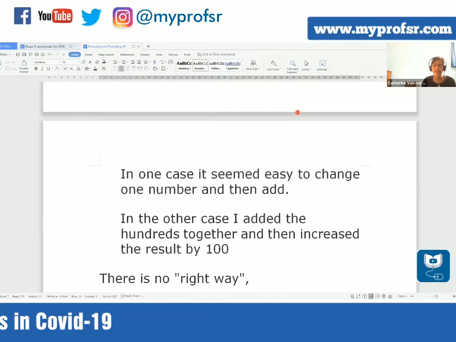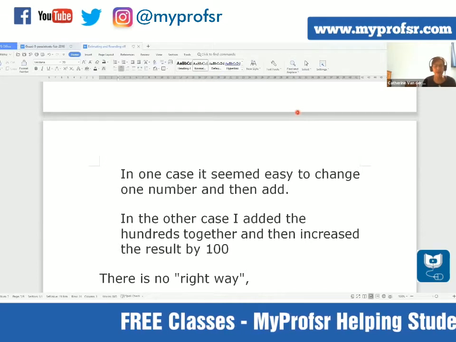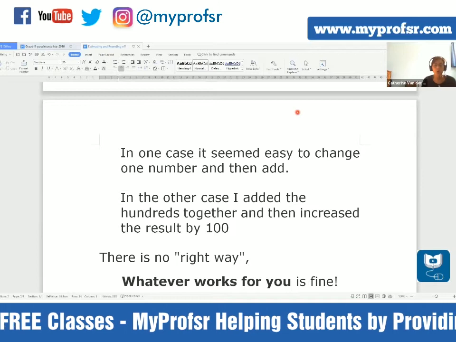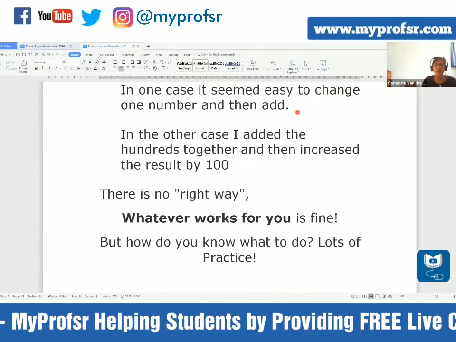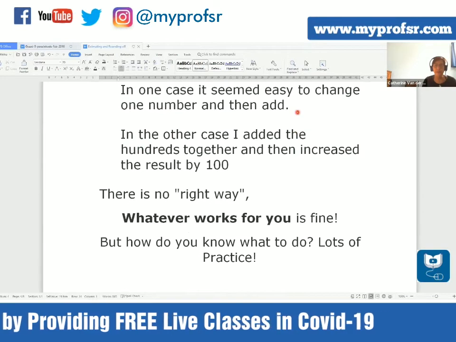In one case, it seemed easy to change one number and then add, and in another case, I added the hundreds together and then increased the result by 100. There's no right way. So whatever works for you is fine.